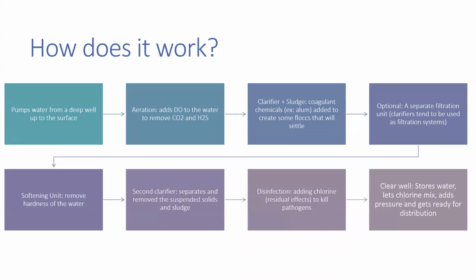Here are the steps. You have to pump water from the deep well up to the surface, where it will flow into the aeration basin. Adding dissolved oxygen to the water helps remove carbon dioxide and hydrogen sulfide. It'll then go into a clarifier where your coagulant, alum, will be added to create flocs that will settle out as sludge. The rest of the water will flow into a softening unit, which is to directly remove the hardness of the water, using chemicals such as soda ash or lime.